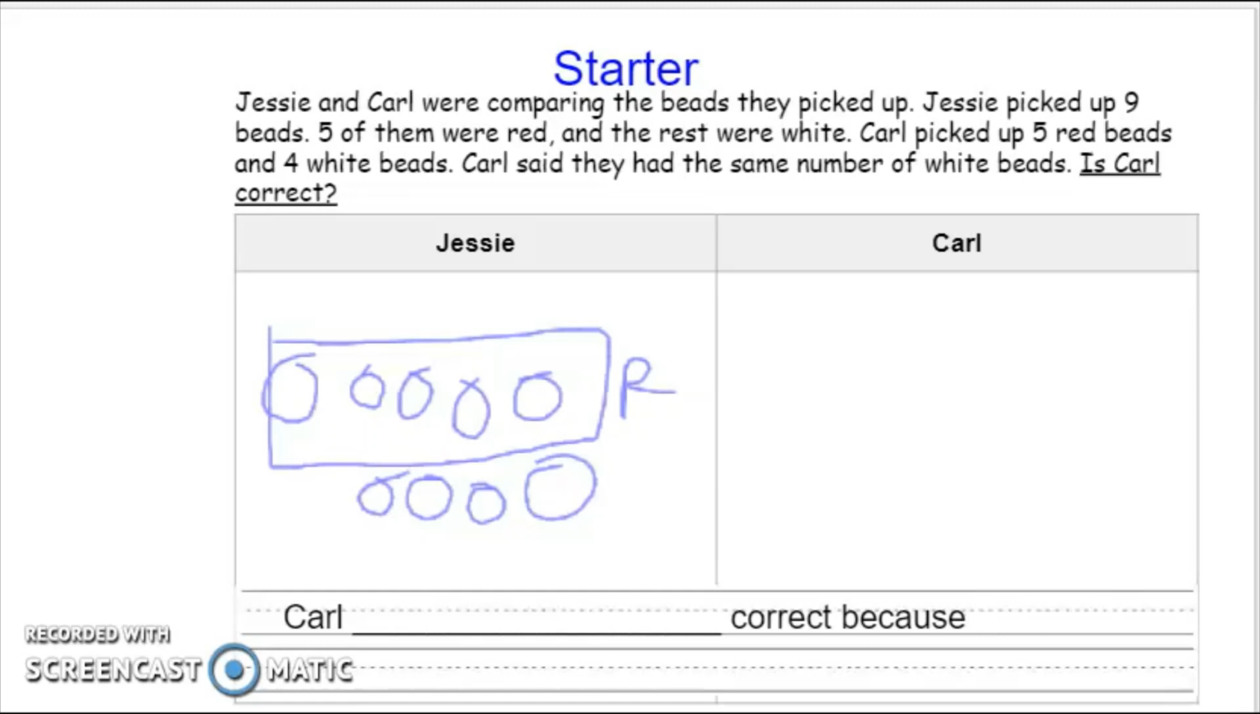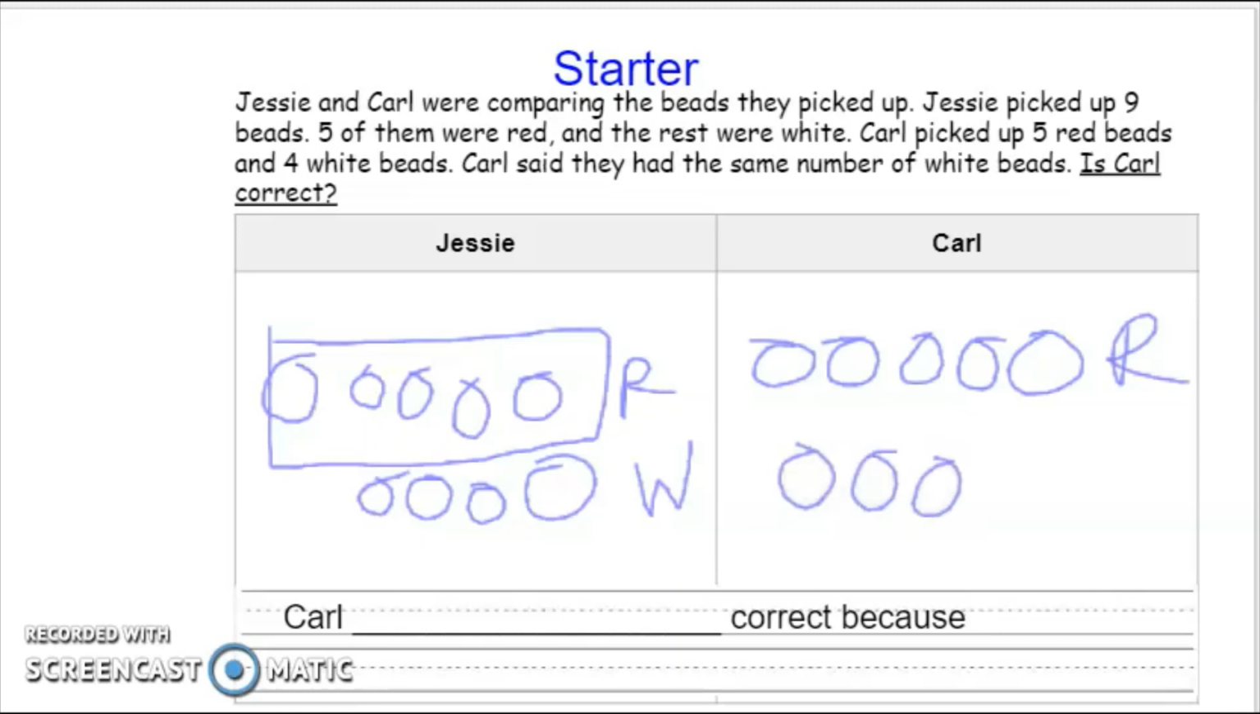Welcome back, my friends. Were you also thinking 4? If you did, give yourself a pat on the back. Great job, my friends. Yes, it looks like Jesse picked up 4 white beads because 5 of the beads are red. Now let's work on Carl's side. Carl picked up 5 red beads, so let's draw that out. Count with me. 1, 2, 3, 4, 5, and we know that that's the red beads. And he picked up 4 white beads. 1, 2, 3, 4.